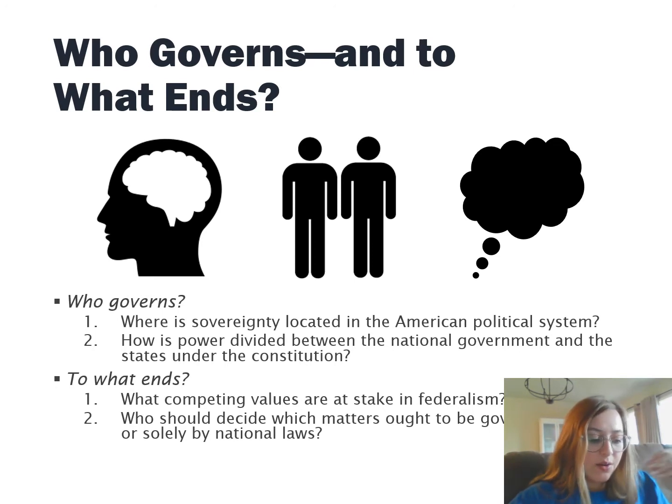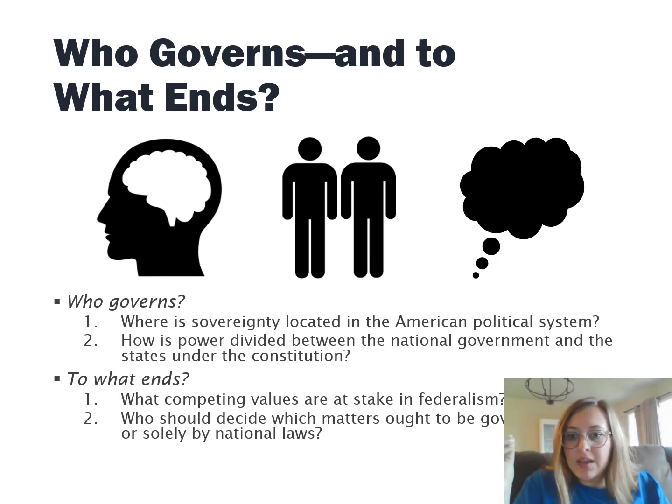What competing values are at stake in federalism? Really, the arguments around federalism come down to a disagreement between states' rights and federal power, right? Generally speaking, we'll talk more about this when we get to political ideologies. But for the most part, conservatives are going to be in favor of more state power, where liberals are going to be more likely to support greater federal power. So we have some political disagreements that arise out of the issue of federalism.